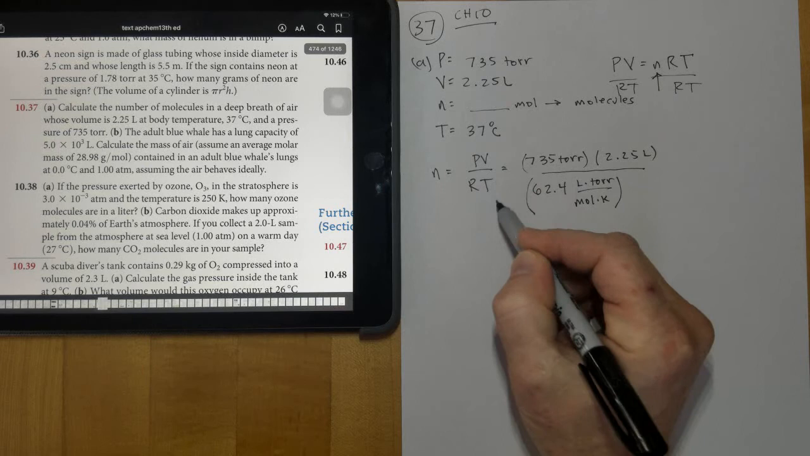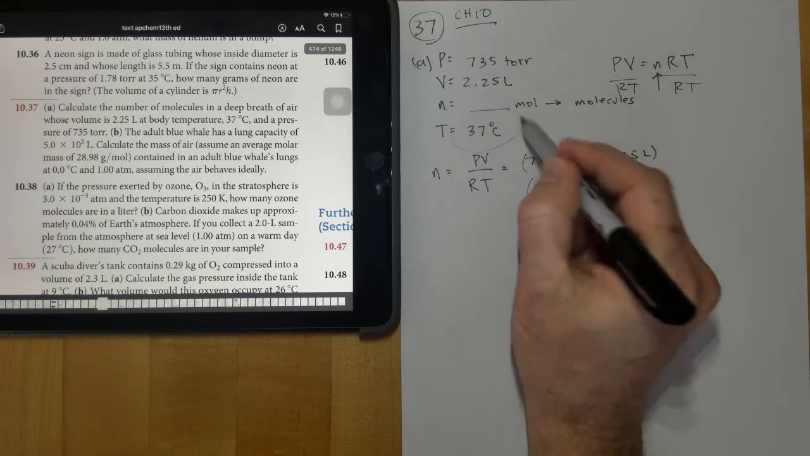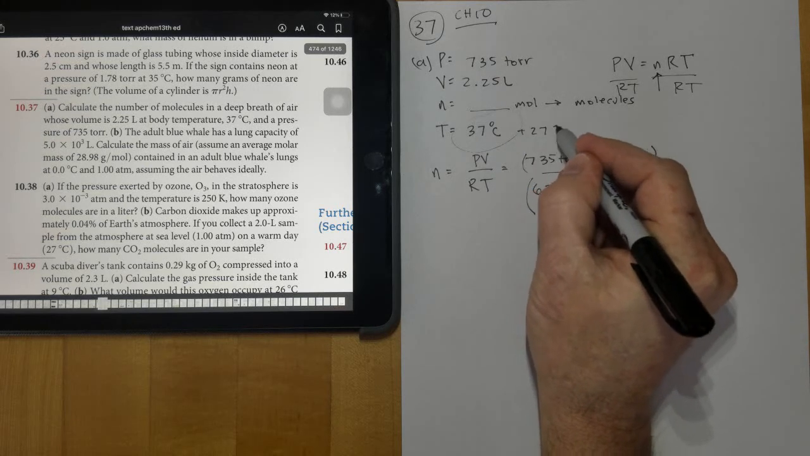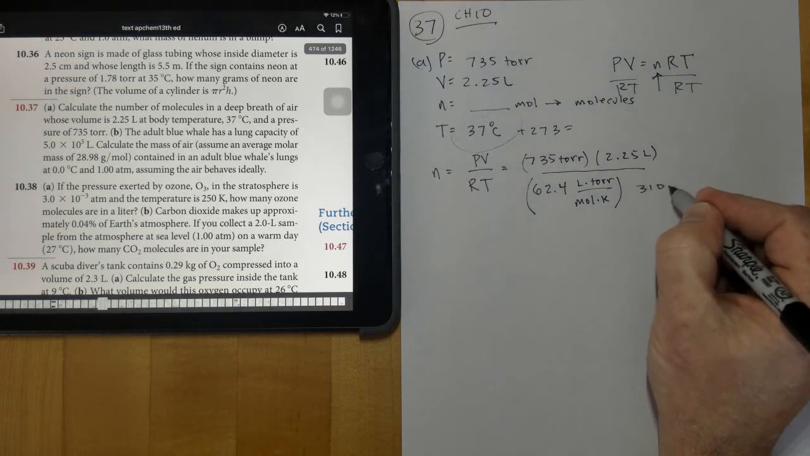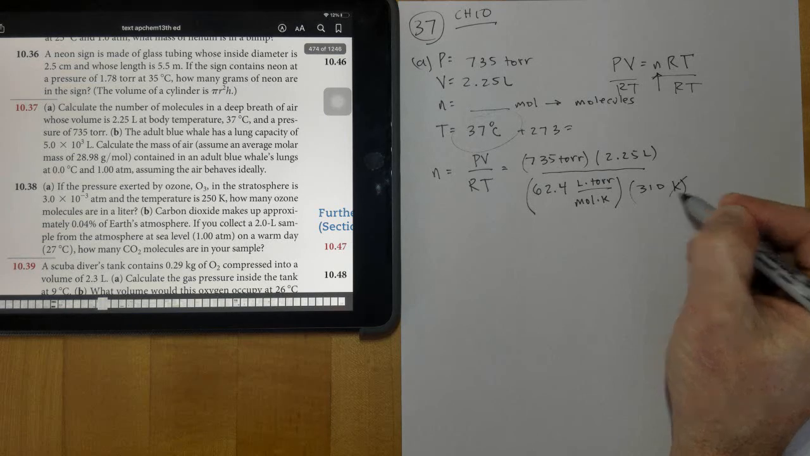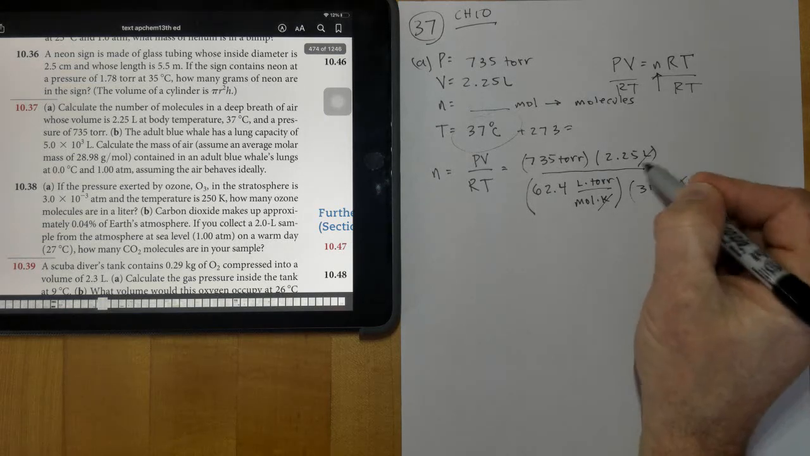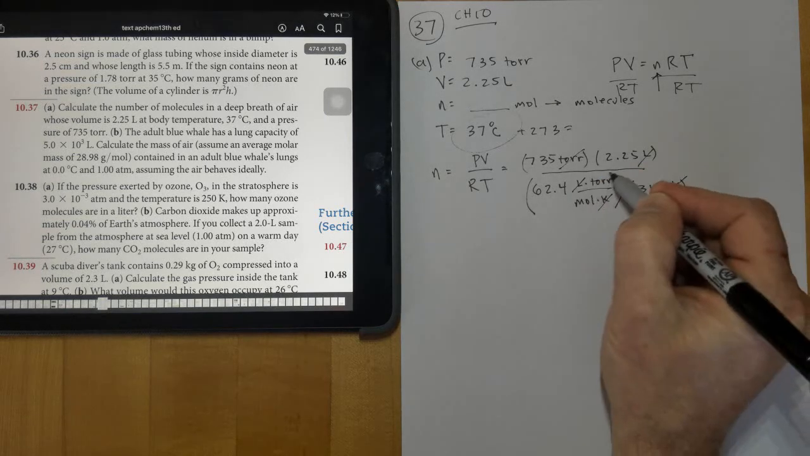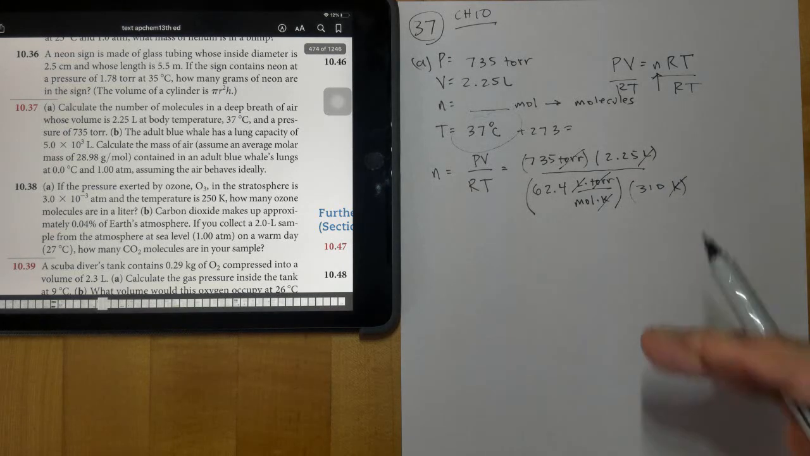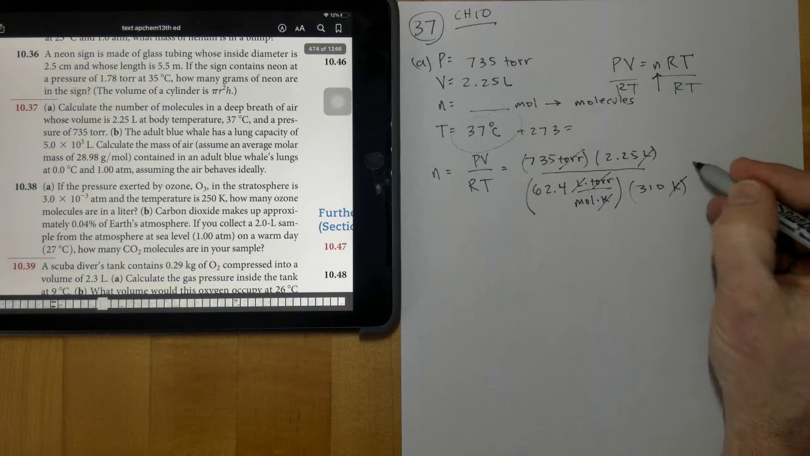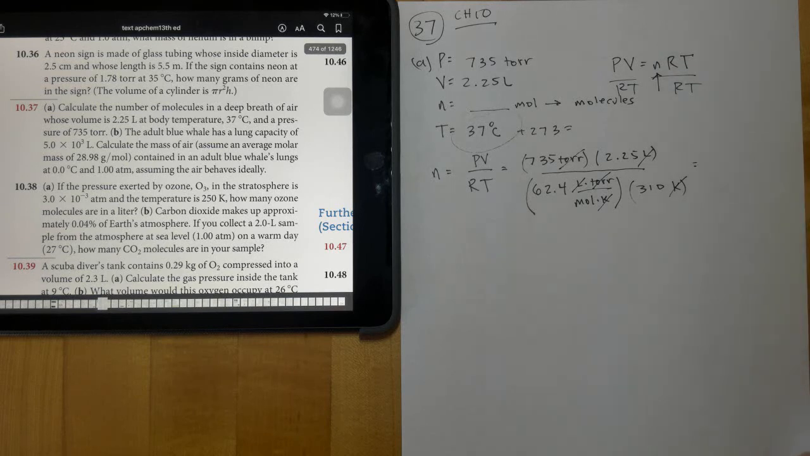And then my temperature, I have to be real careful because my temperature is in degrees Celsius, and remember it's got to be in Kelvin. So make sure that you add 273 to that. When you add 273 to it, then you get 310 Kelvin. Because then my kelvins cancel with my kelvins, my liters with my liters, my torr with my torr, and I'm left with 1 over moles, which multiplied by the reciprocal, I end up with moles as my answer.